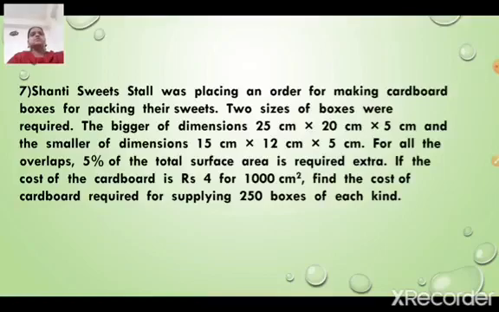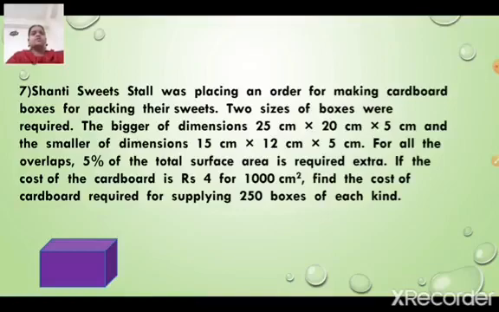As I told you, this is a quite lengthy sum. Therefore, first understand the sum. Yes, here in this sum you can see there are two types of boxes. Correct? If we want to make a box, we require the total surface area. Is it correct? So first we will see for the smaller box.